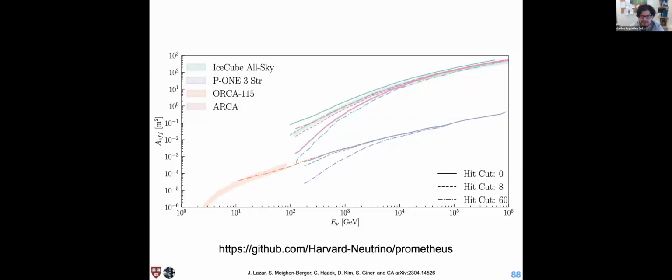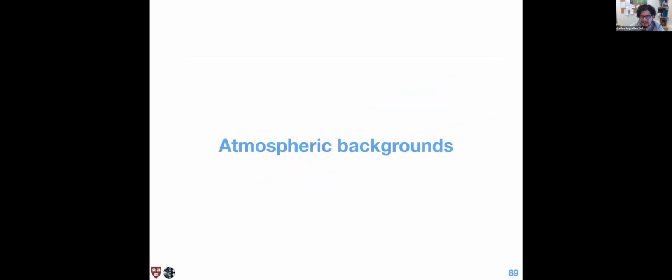If you use our simulation, you can just compute this effective area, as I was telling you about earlier. You could do this with pen and paper, but you could just do it with the computer. And here we show you how the Prometheus simulation reproduces different experiments' results, and it does a pretty good job. The official experimental results are shown in these shaded regions, and our open source simulations are these lines, and it's actually pretty good.